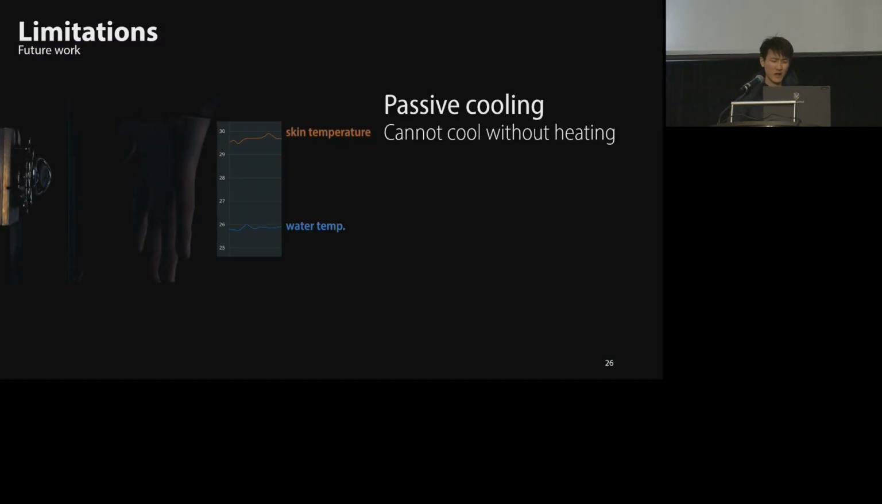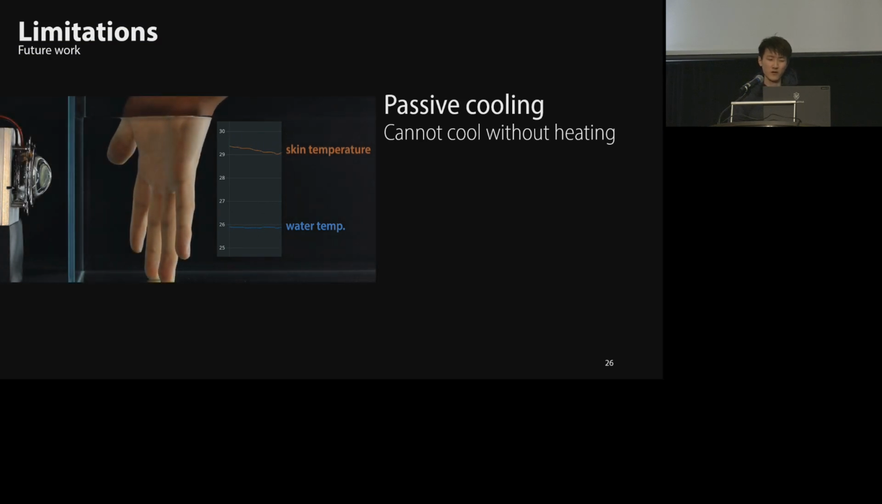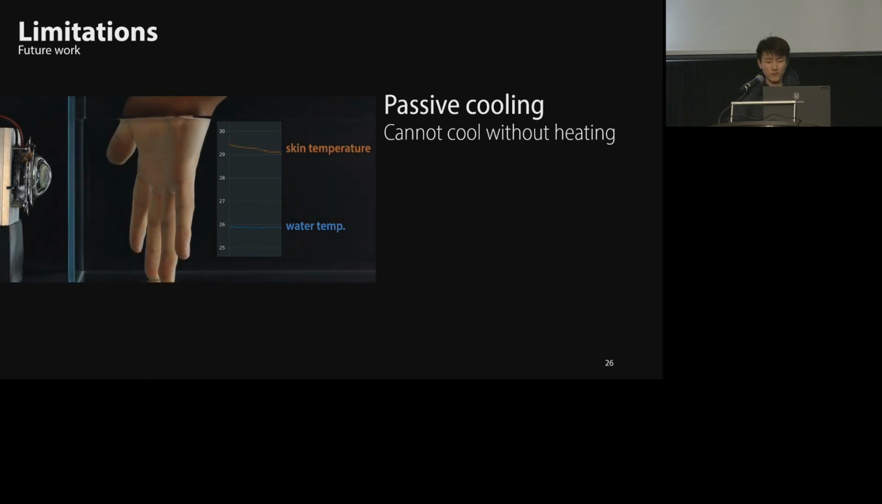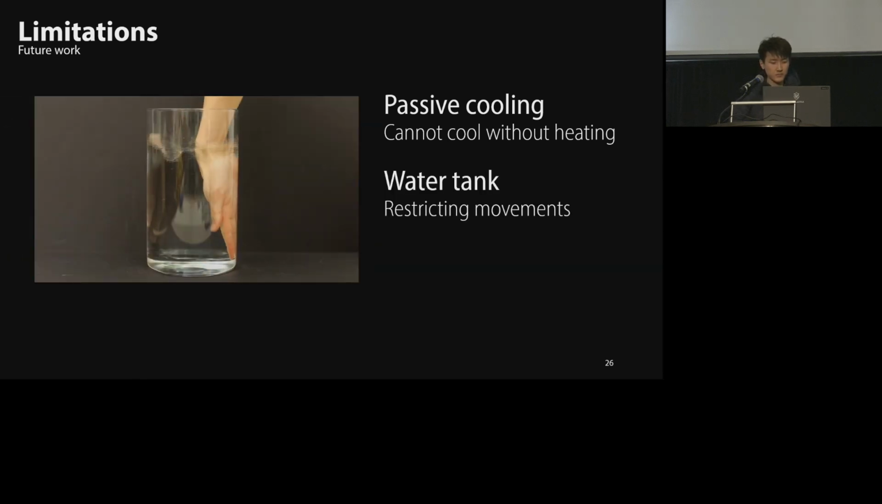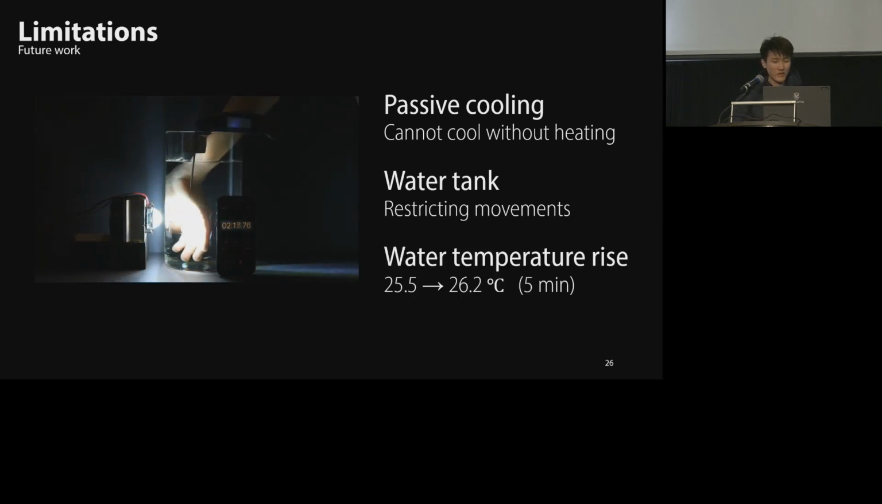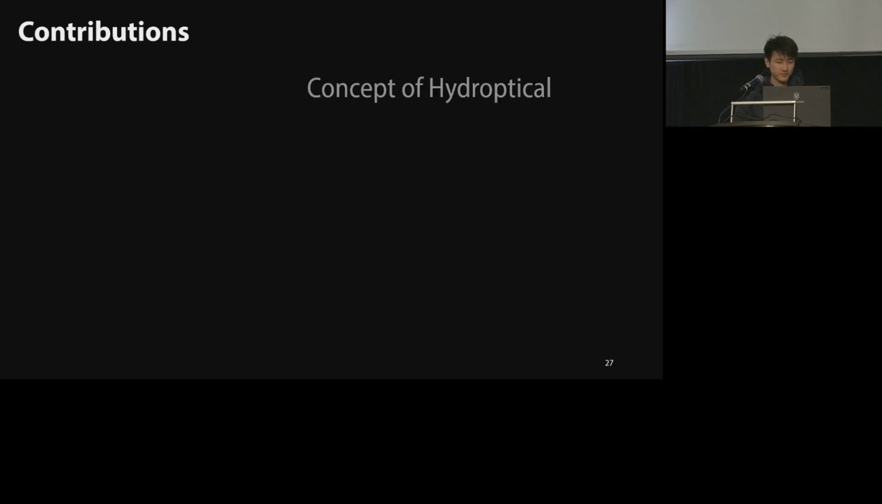And of course, we have some limitations. The first limitation, we only have passive cooling, which is like turning off the lights. So we cannot actively provide coolness without preheating the skin. And we use a water tank, so you cannot make it wearable. It's kind of hard. And as the surrounding water keeps absorbing the heat from your skin, it raises its temperature slightly, but you can make it slower if you use a bigger water tank.